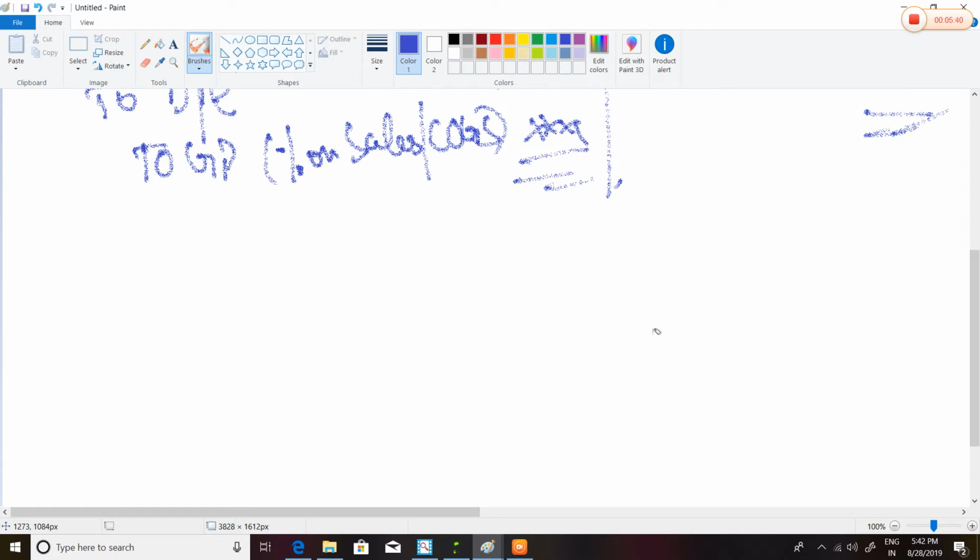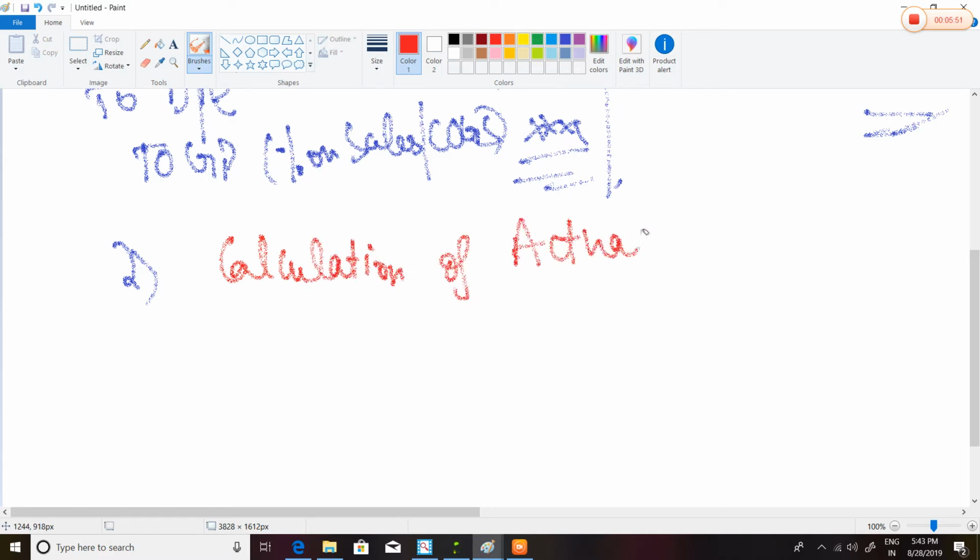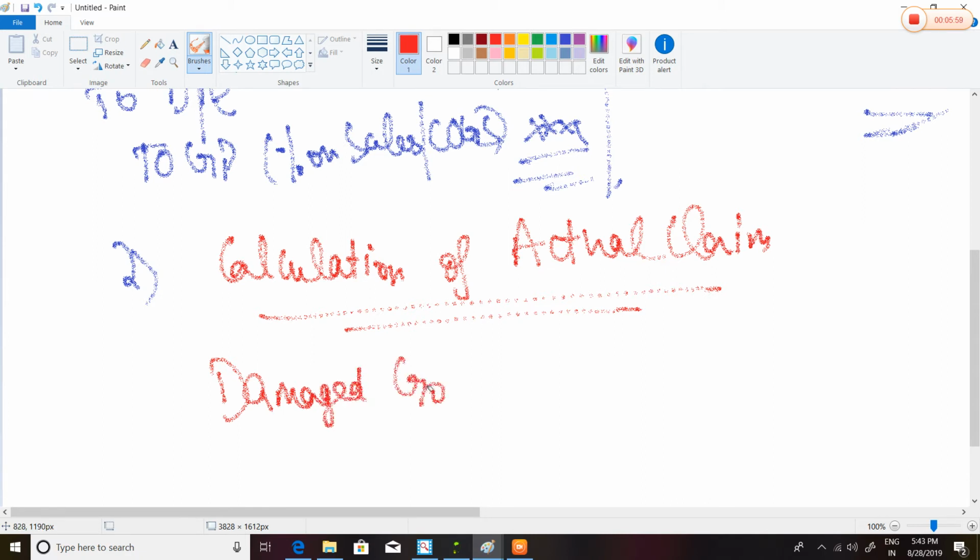Now, calculation of actual claim. For that, firstly, you have to calculate the value of damaged goods. How will we calculate it? It will be calculated as closing stock minus salvaged goods plus firefighting expenses, FFE.